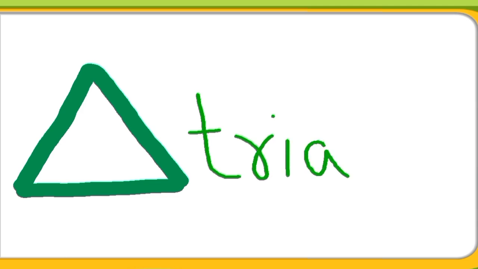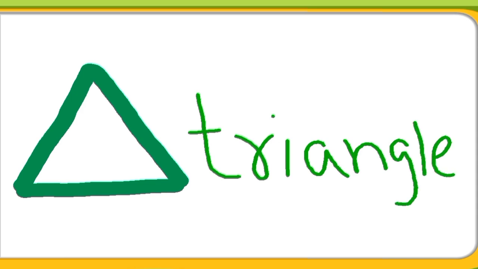Triangle has 3 sides. Spelling of triangle is T-R-I-A-N-G-L-E. Triangle.